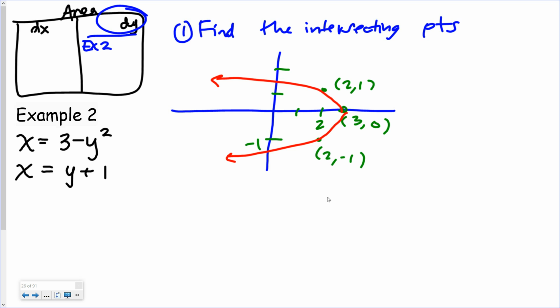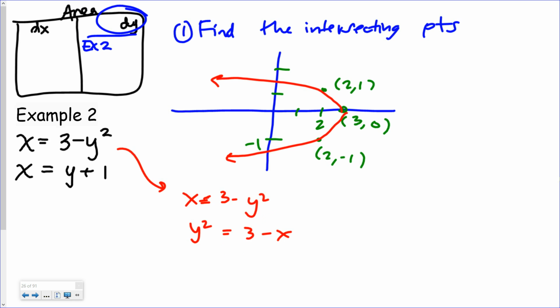Why is it not drawable by your calculator? It's not a function. If you graph this in your calculator, it will only do this part right here. That's the only part it will do, because it's not a function. So if you graph this in your calculator, you would have to understand that x equals 3 minus y squared is actually equal to y squared equals 3 minus x.